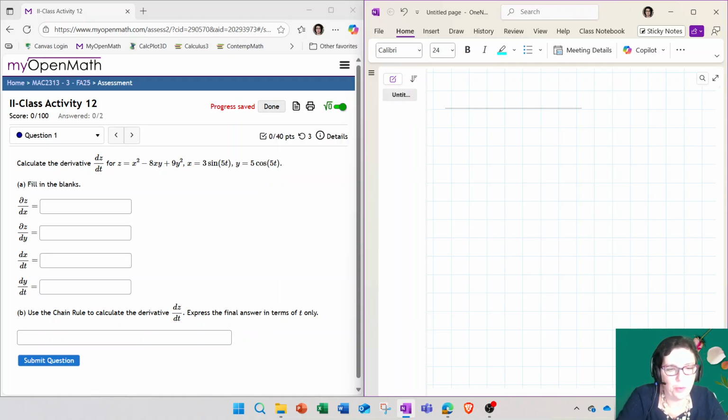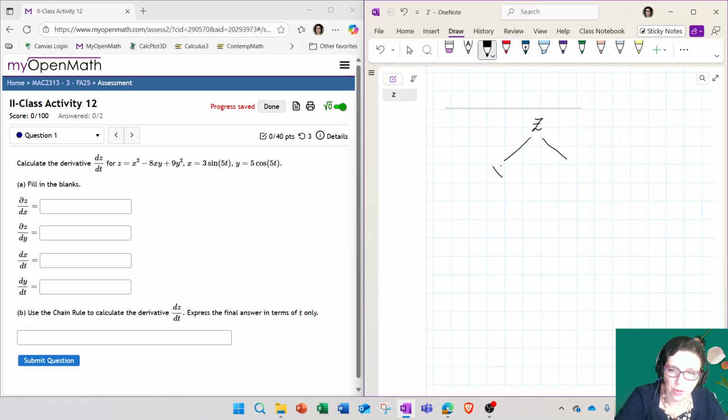The way you remember this is you could draw the following diagram. So first you're going to start with z on the top. Then you're going to say, okay, well, z depends on x and y, so you can draw that. And then you can see that x depends on t, so you're going to draw another branch here. And then y also depends on t, so that's where you draw another branch.